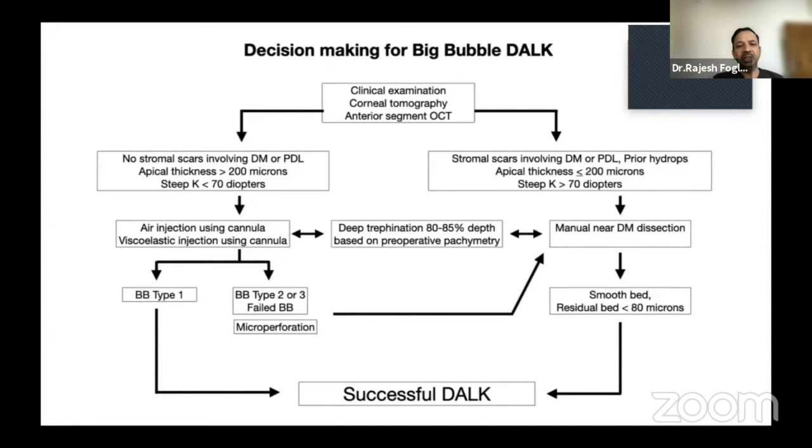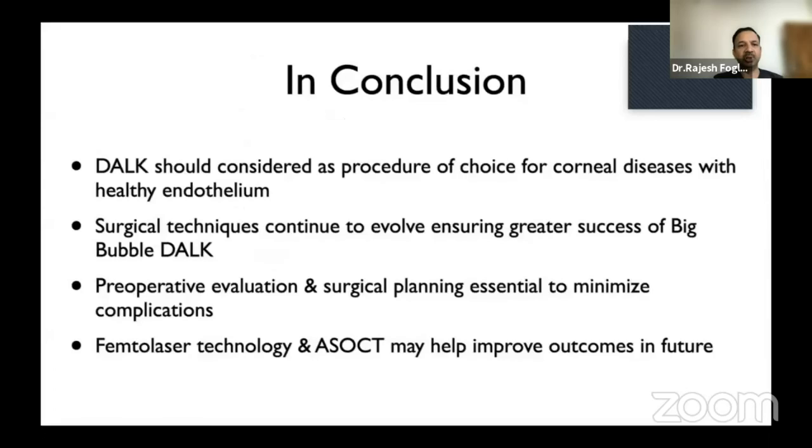big bubble technique. In that, if you achieve the type 1 big bubble, you can go ahead. But if you achieve a type 2 bubble, or if you have a microperforation, you have to resort to doing a manual DALK. There also, I think if you achieve a smooth bed with a residual bed of less than 80 microns, you can have reasonably good outcomes.